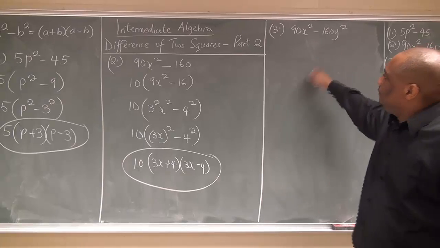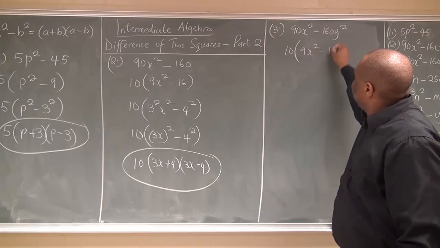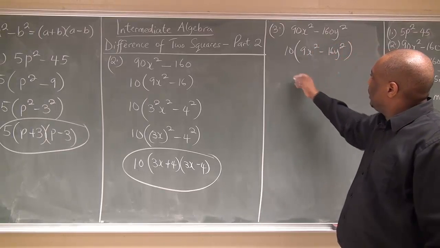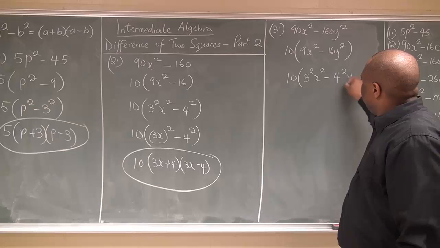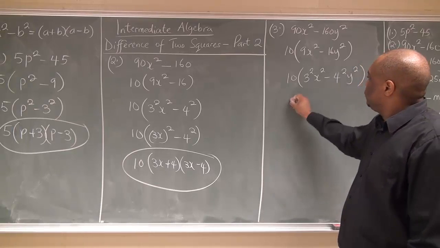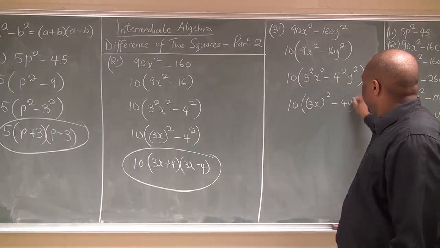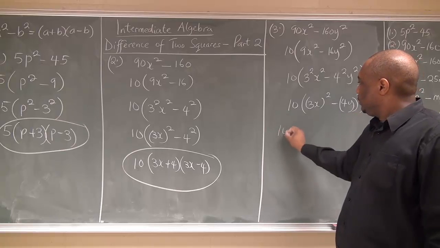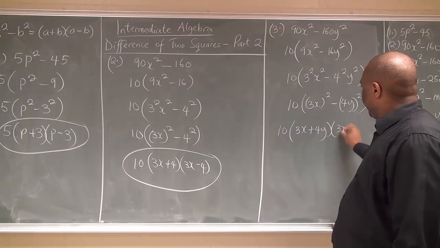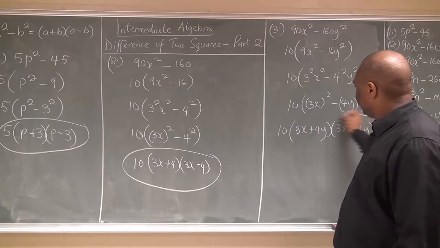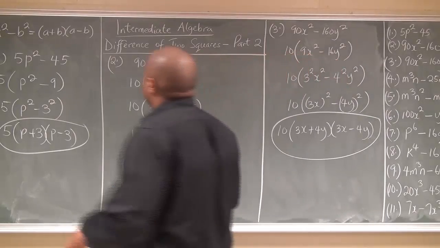So, what is the GCF here? It is still 10, and this will give you what? 9x squared minus 16y squared. Okay, so this will give you 10, 3 squared x squared minus 4 squared y squared. And this will give you 10, 3x all squared minus 4y all squared. And this will give you 10 times 3x plus 4y times 3x minus 4y. Okay? Be looking at it then.